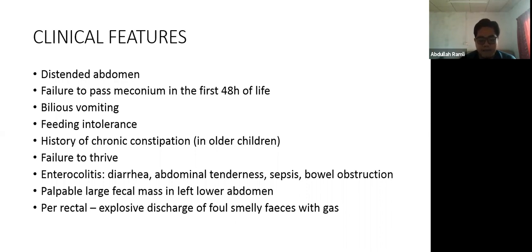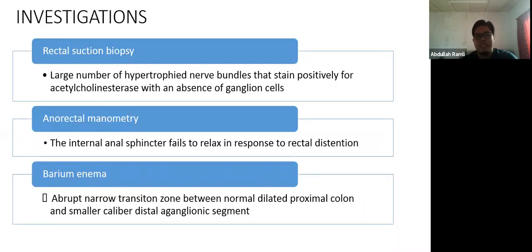Okay, next for investigation. For Hirschsprung disease, there are a few investigations that we can do for a child with this problem. It can include rectal suction biopsy, which shows a large number of hypertrophic nerve bundles that stain positively for acetylcholinesterase, with an absence of ganglion cells. Next is anorectal manometry, in which we can identify that the internal anal sphincter fails to relax in response to rectal distension. Another investigation is barium enema, in which we can see an abrupt narrow transition zone between the normal dilated proximal colon and a smaller caliber distal aganglionic segment. So that's the investigation.